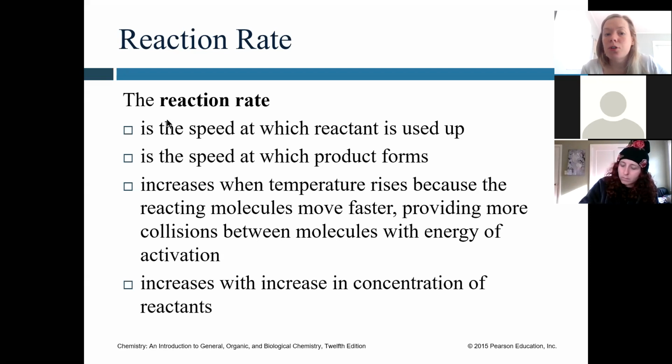Another thing that can alter your reaction rate is increases with concentration of your reactants. So if you have more reactant, you have more stuff to play around with. You have more things in there floating around, you will have a faster rate of reaction.